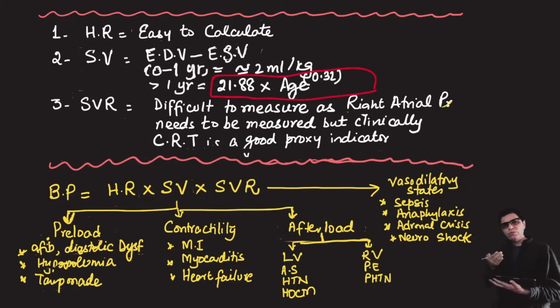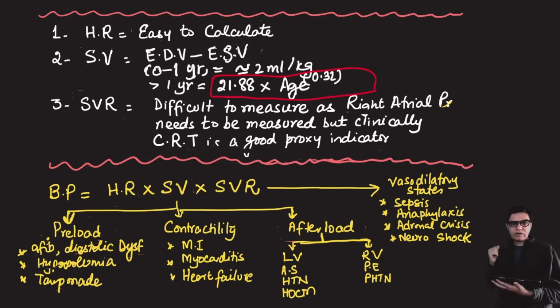So how would you know about systemic vascular resistance? Again, we use qualitative proxy indicators. Two things: central and peripheral cap refill time. Cap refill time is a very good indicator of systemic vascular resistance. Normal cap refill time in children is less than 2 seconds. If the cap refill time is more than 2 seconds, it simply means the systemic vascular resistance is decreased.